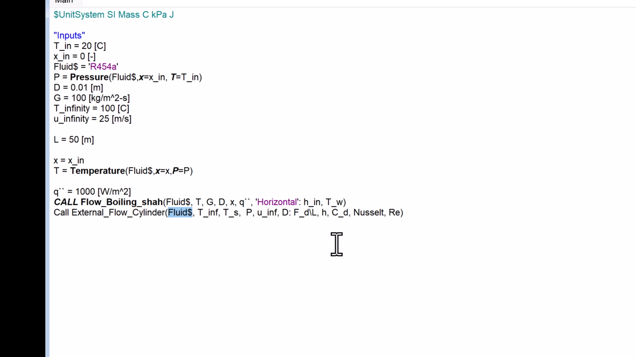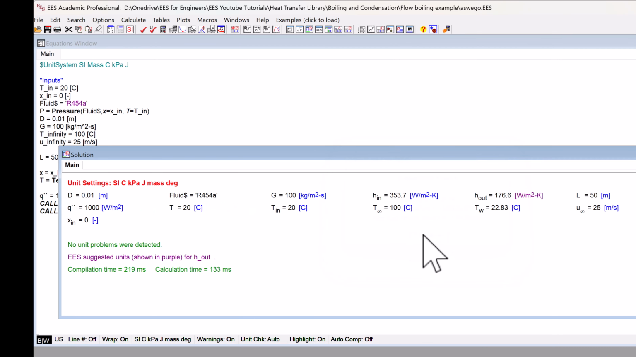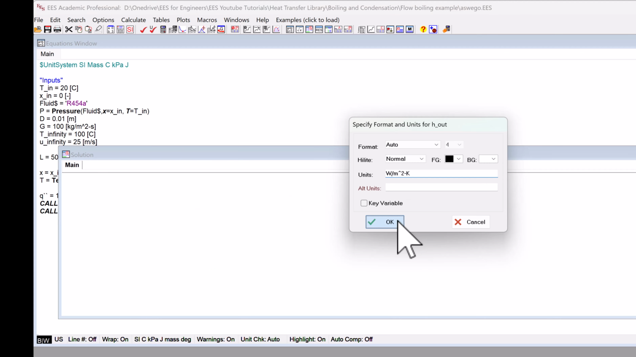It needs fluid, so this fluid is now air. It needs the free stream temperature. It needs the wall temperature. So this is the same T sub wall that we calculated here. The pressure here is atmospheric pressure. This is the velocity, called it U infinity, and the diameter. And it gives me back the drag force per length, which I don't care about. The outside heat transfer coefficient, which I want. I don't care about the drag coefficient, or the Nusselt number, or the Reynolds number. So if I solve now, calculate solve, I should see that I have both the internal and the external heat transfer coefficient, which is what I wanted.